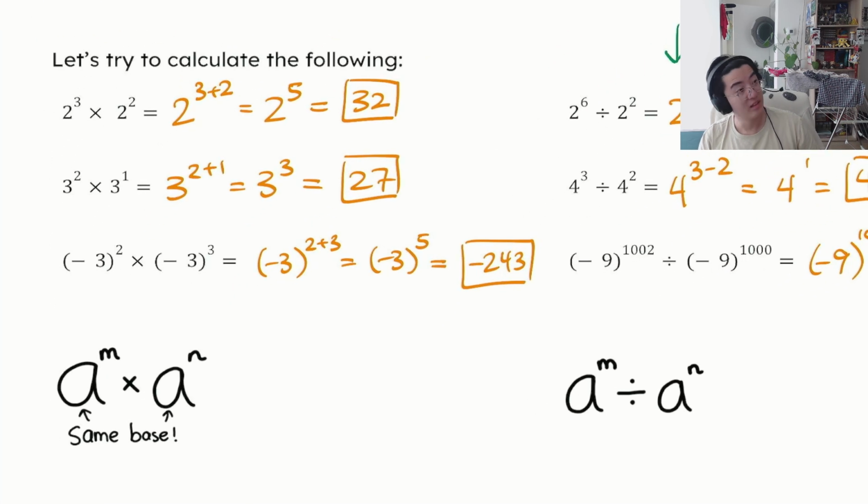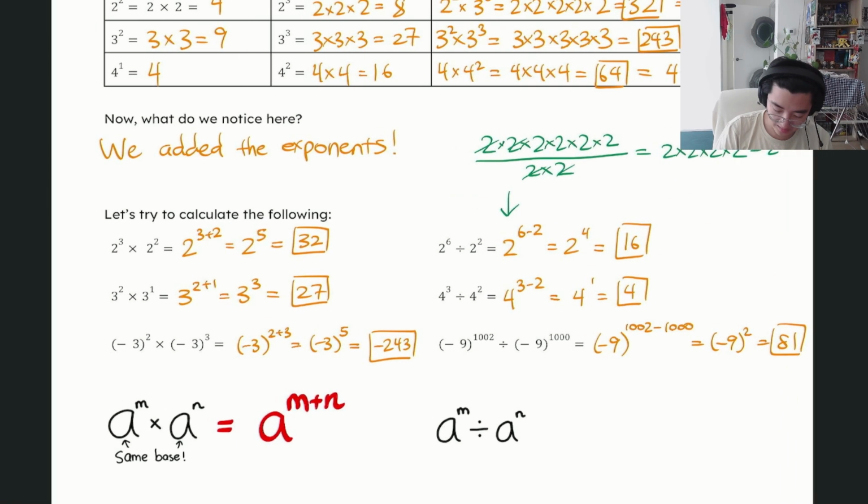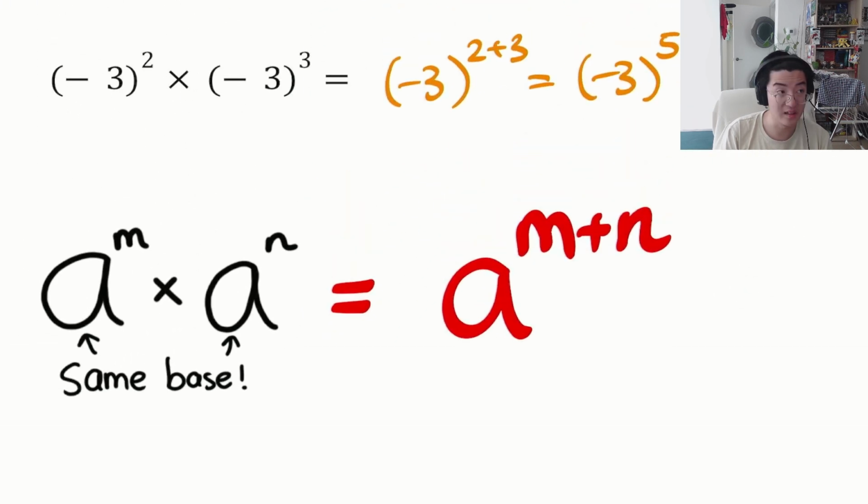Alright, which means that when we have the same base, we add the exponents when we multiply. And when we have division, we just subtract. Right? So, very, very important here. It has to be the same base, like I mentioned before.